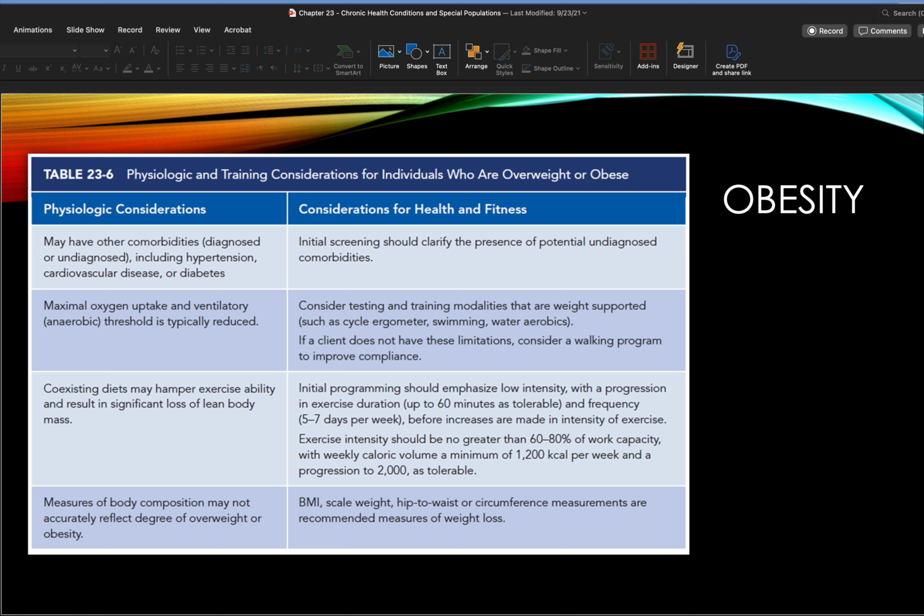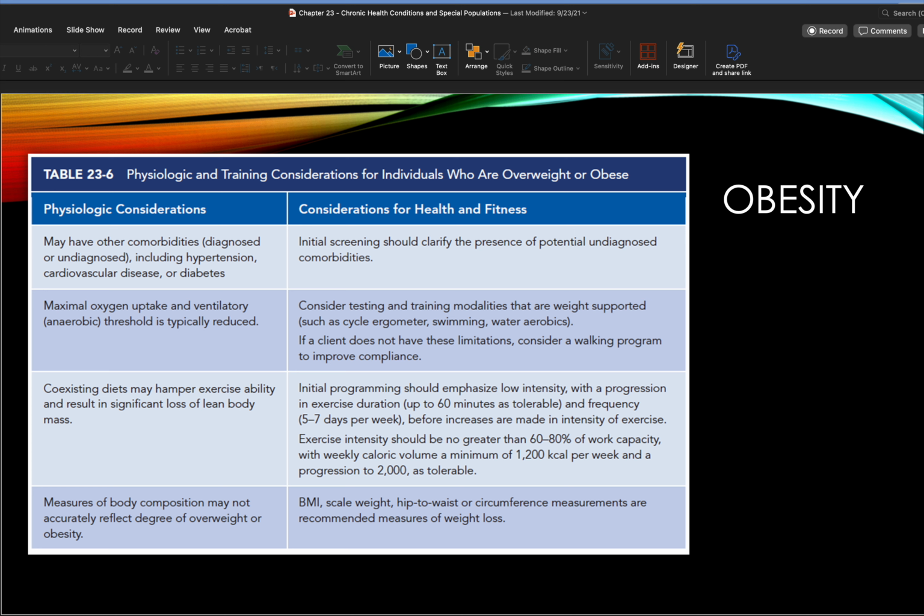So like other things, there are physiological considerations. There may be other issues going on, so that's why the initial screening is going to be very important. There might be things like hypertension, CVD, meaning cardiovascular disease, or diabetes, or something else going on. Dyslipidemia, where they might have problems with their fat numbers. They're going to definitely have a significantly reduced VO2 max, or maximal oxygen uptake, and ventilatory threshold. So they're not going to be as in shape as we want them to be, or think that they are.